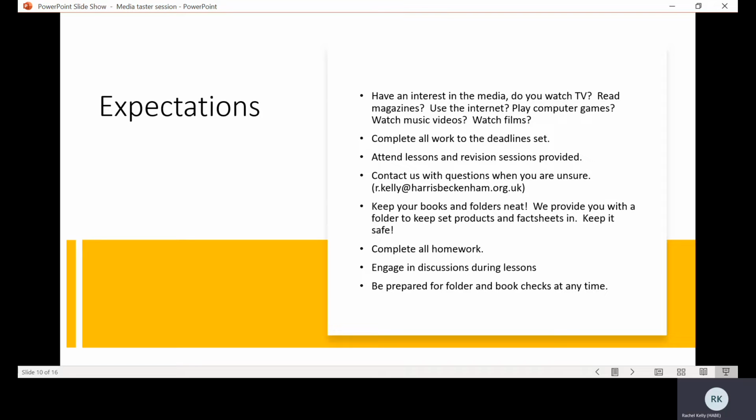Keep your books and folders neat. You will get a folder to keep all your coursework and to keep all your paperwork in. Please keep it neat, so you can revise from it easily. You will keep that from year 10 to year 11.